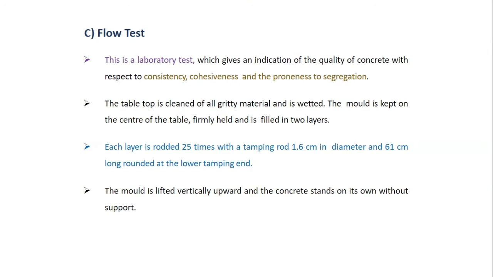So this flow test is a laboratory test which helps to decide whether a concrete is going to segregate or not. As I told you, when the water cement ratio is high, if it has more flowability or fluidity, that is the case where you are going to see segregation mostly, bleeding mostly, right? So when you want to know whether a concrete is going to segregate or not, the flow test would be the preferable test in the laboratory.